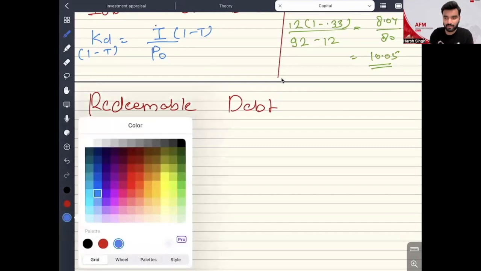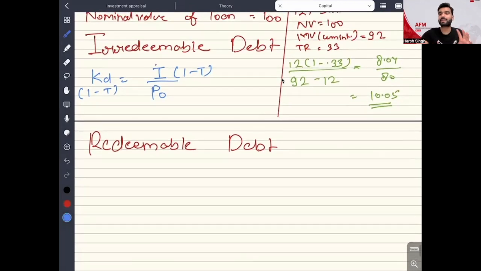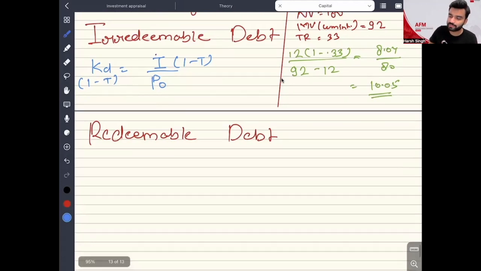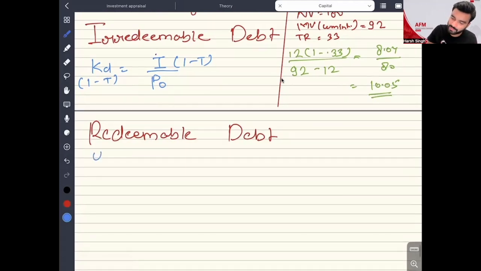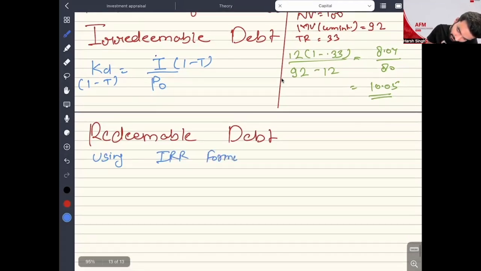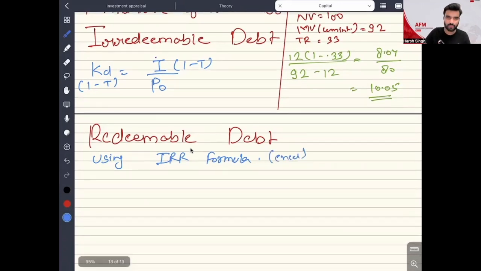Now for redeemable debt. What is redeemable debt, everyone? A kind of debt where we are supposed to pay two things: interest as well as the initial cash flow, the principal amount. We have to pay both. How do we solve it? Simple, using the IRR formula. As simple as that. Just use the IRR formula and that's it. We'll do this over Excel once. I'll solve one question on Excel.